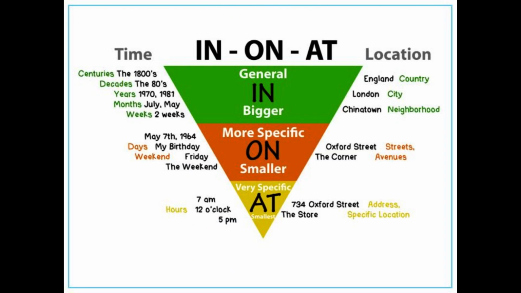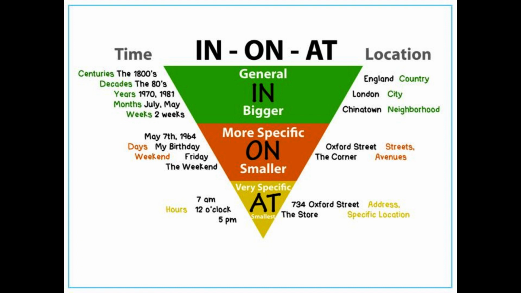A lot of people get confused between the usage of the prepositions in, on, and at. They're not sure when they should use in, when they should use on, and when they should use at. So for your convenience, I have shown an inverted pyramid which explains when to use these respective prepositions. Take a look at the one at the very top, which is in. We use in when we are talking about general or bigger things.